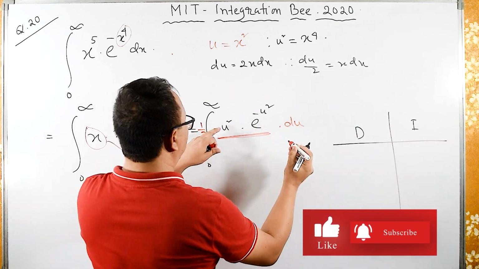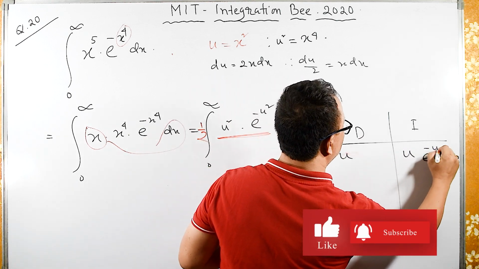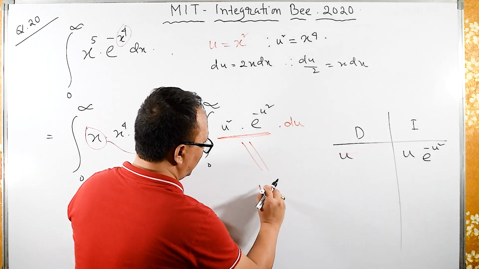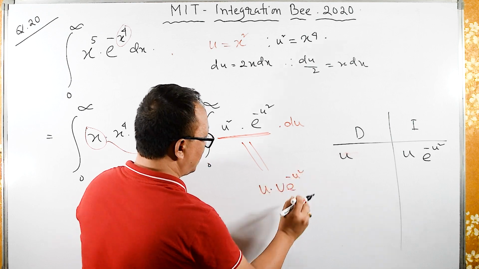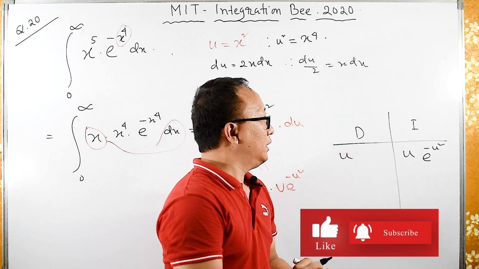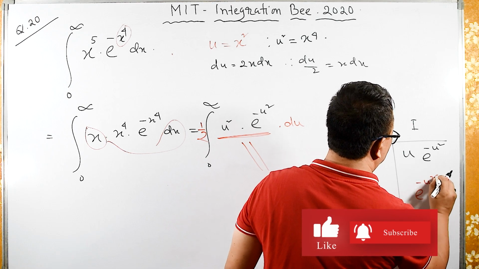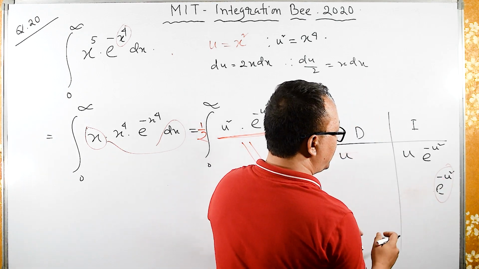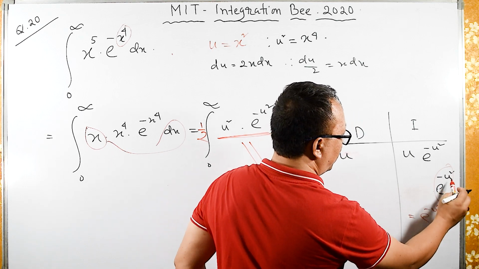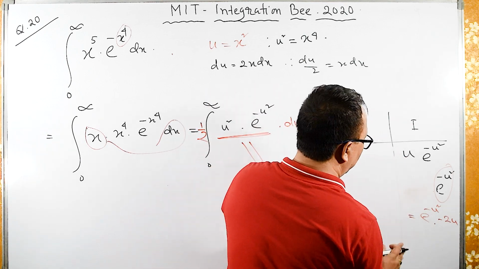Now I separate u square as u into u, so we have u into u e raised to minus u square. Now check over here: what is the differentiation of e raised to minus u square? If I differentiate this, it is e raised to minus u square times the differentiation of u square, which is minus twice u. We already have u over here.